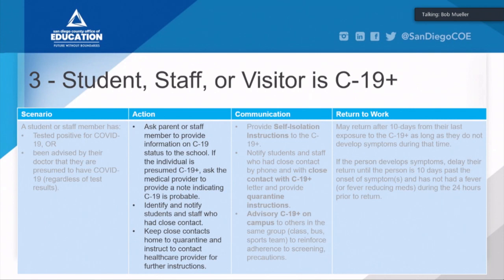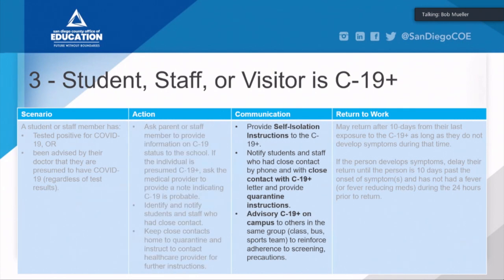If there's any delay, we can move with caution. We can take the precautionary step of starting to send people home and keeping them home while we get public health on board. We're going to keep those close contacts at home to quarantine and instruct them to contact their doctor for additional guidance. We're going to provide the self-isolation instructions. We're going to notify students and staff who had close contact, both by phone and by letter. We're going to provide those folks with quarantine instructions.